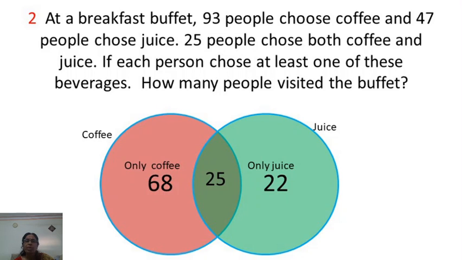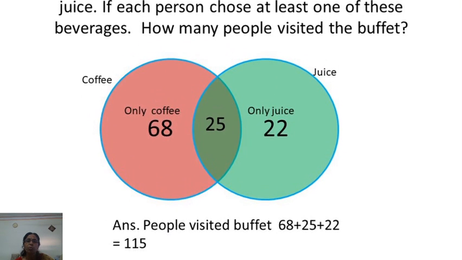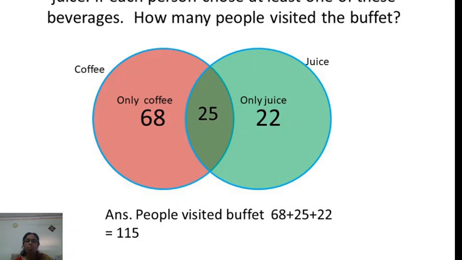Now our figure is complete. Now find out, if each person chooses at least one of these beverages, how many people visited the buffet. So we have to calculate the number of people who visited the buffet. The number of people who visited the buffet is equal to 68 plus 25 plus 22, because each person visited the buffet. So in total we get 115. Our answer is 115 people visited the buffet.